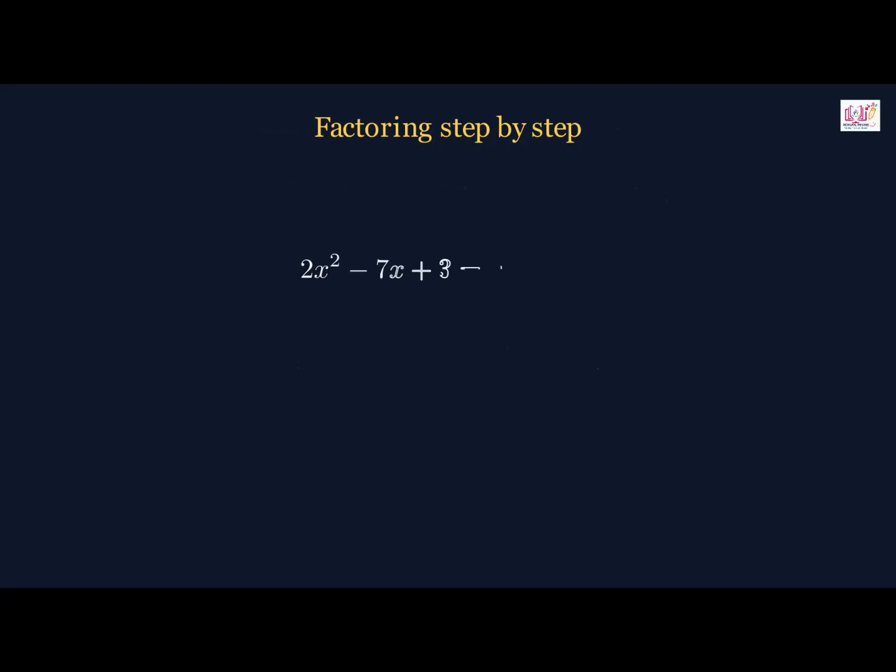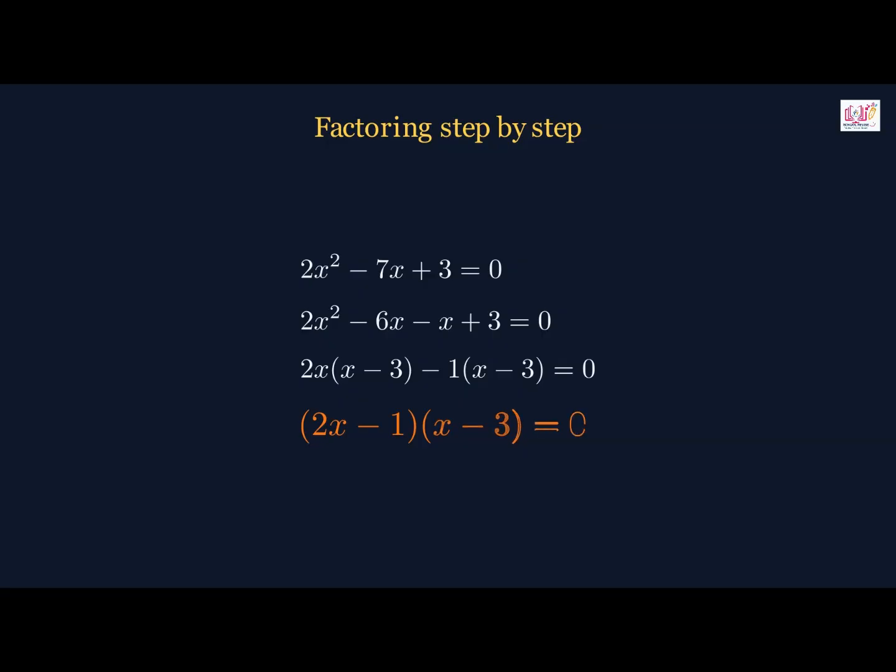Now let us check by actually finding the zeros and computing the sum and product directly. To find the zeros, we factor by splitting the middle term. 2x squared minus 7x plus 3 equals 0. We split minus 7x as minus 6x minus 1x, group and factor: 2x times (x minus 3) minus 1 times (x minus 3) equals 0. Common factor: (2x minus 1) times (x minus 3) equals 0.